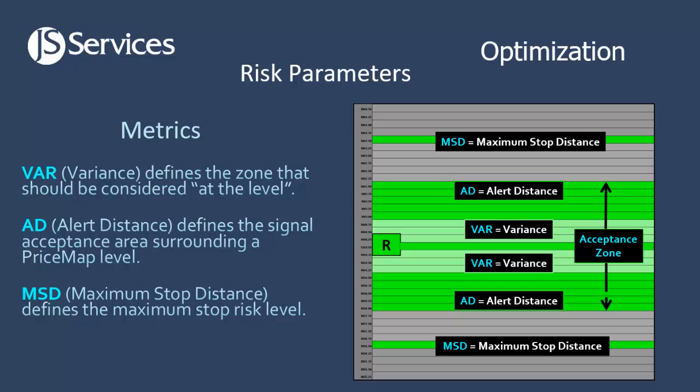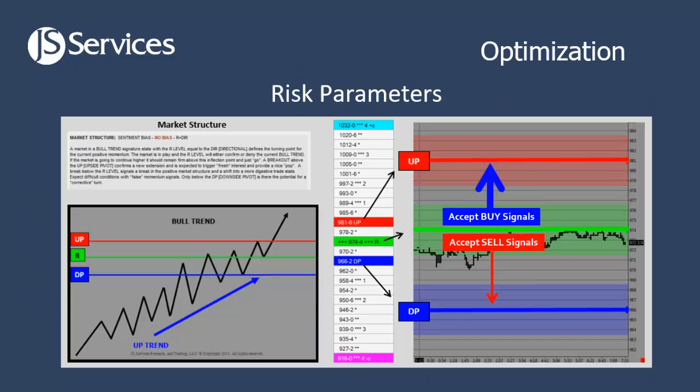The risk parameters identify the surrounding acceptance zone in which opportunities are valid, as well as the boundary that defines the integrity of a price map level. The market metric boundaries are defined by the AD alert distance and VAR variance, and also include the maximum amount of risk that can be assumed, or a maximum stop distance. The risk parameters can be used simply to identify signal acceptance.